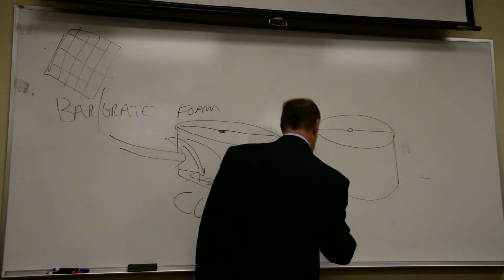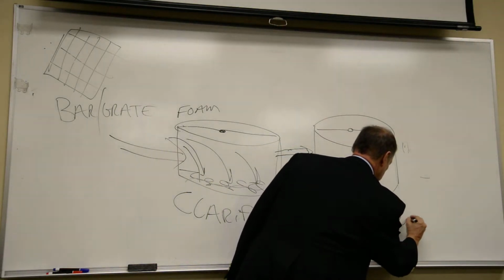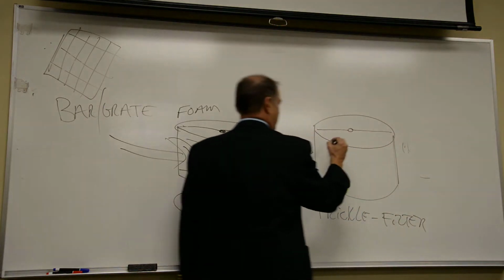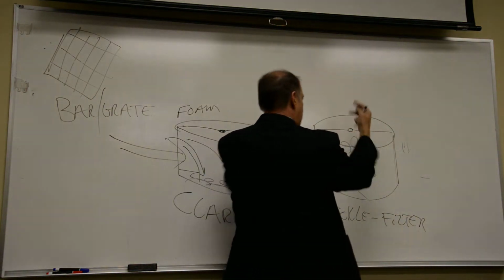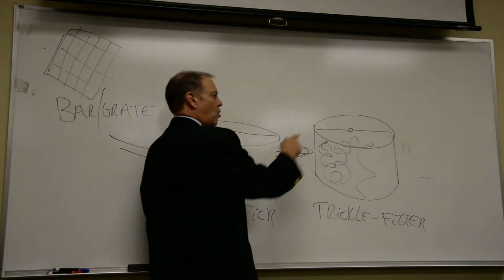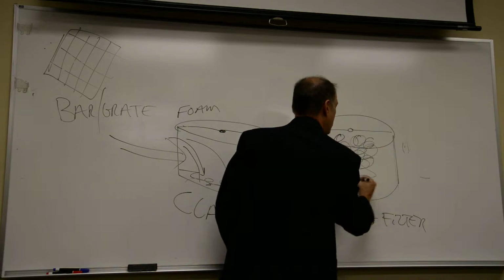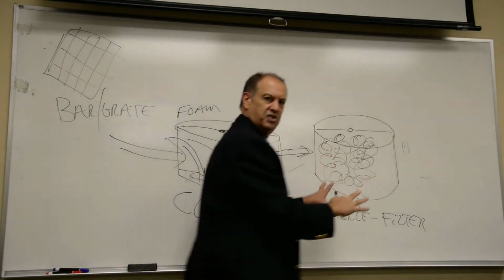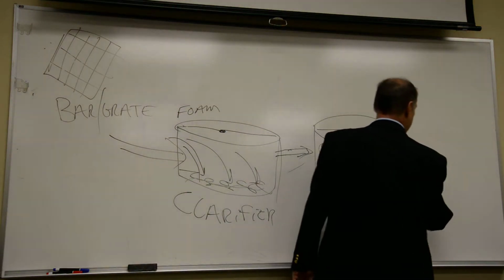This is called the trickle filter. It's full of rocks with algae on it. This boom will swing around and pour the water out as it goes along. As it goes through these rocks, there's aerobic bacteria. It filters through the rocks, and they're cleaning it up again also. Finally, it comes out of there.